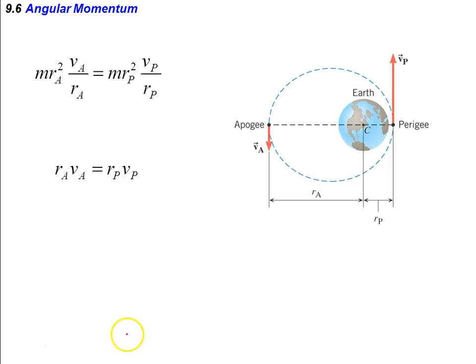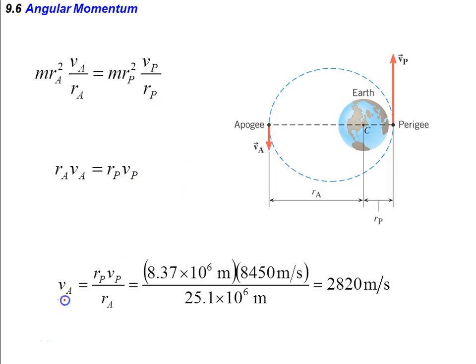Now, doing a little bit of algebra, we can cancel some things out. Those masses are going to go away because it's the same mass at either point, and we can rewrite things to say that this is just RV equals RV. And so in solving, we get that VA, the V at the apogee, is going to be RP times VP over RA. Plug those numbers in, and we see that we have a speed of 2,820 meters per second.